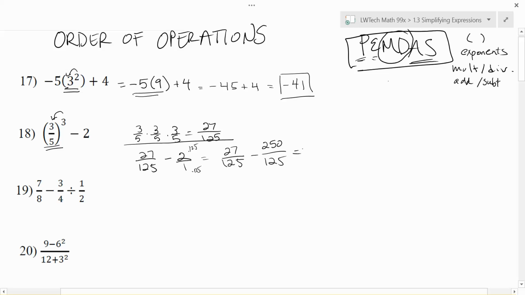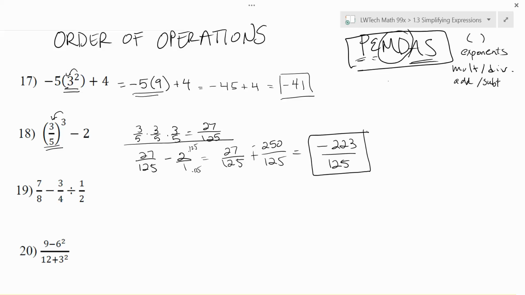So when I do 27 minus 250, and again you can think of that as 27 plus a -250, I'm going to end up with -223, and then you keep the denominator, -223 over 125. And that's a perfectly fine answer. You can leave it just like that. It's a simplified fraction. It is an improper fraction, but that's fine.